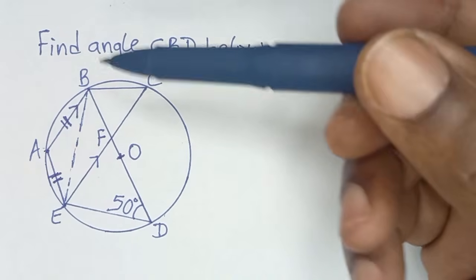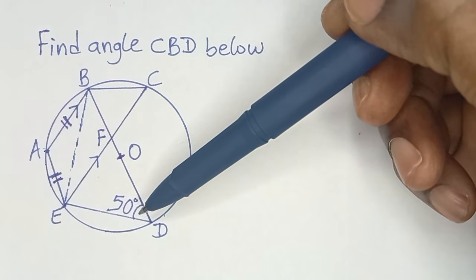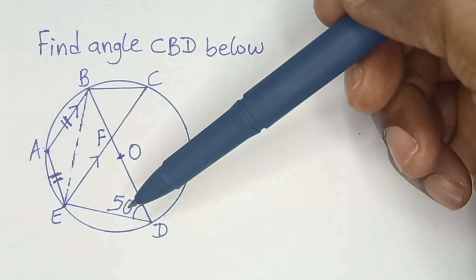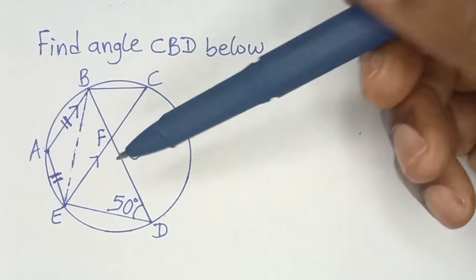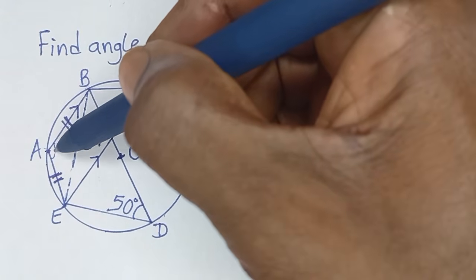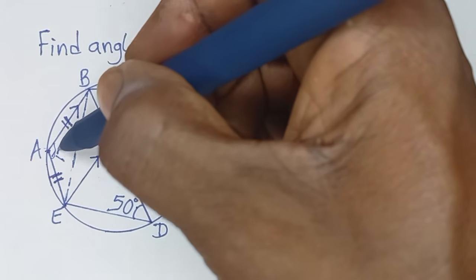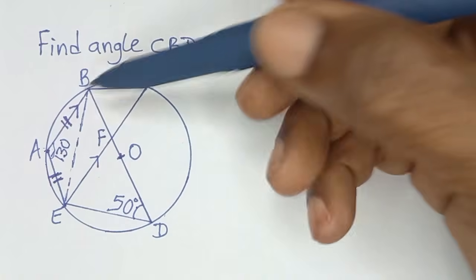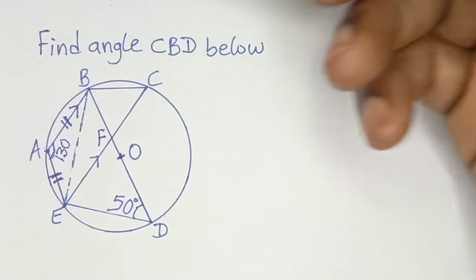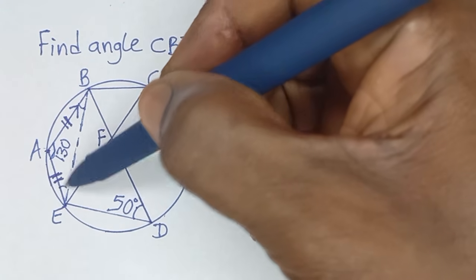So these two angles are opposite angles, and the opposite angles of a cyclic quadrilateral are supplementary, meaning that when you add them together, it's going to give you 180 degrees. That's what supplementary means. So if this is 50, then for me to get this angle, what I simply need to do is to say 180 minus 50. 180 minus 50 is going to give us 130 degrees. So that means this angle here is 130 degrees.